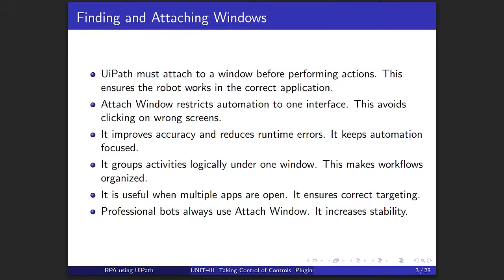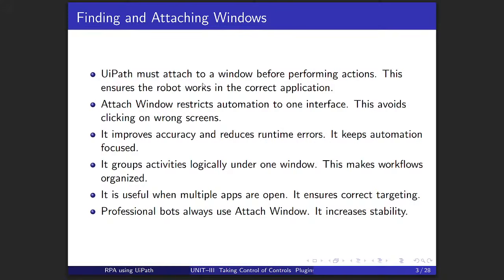So this is where the attach window activity works. Attach tells the robot to focus only on one specific application window. For example, I need to work on, let us say, the attendance window. So attach window says, only, robot, you work on this particular window. You don't go anywhere. Your task is to work on this particular window. Attach window teaches the robot not to deviate because of distractions on the screen. You only work on the attendance window. So all actions inside the container will happen only inside that window.